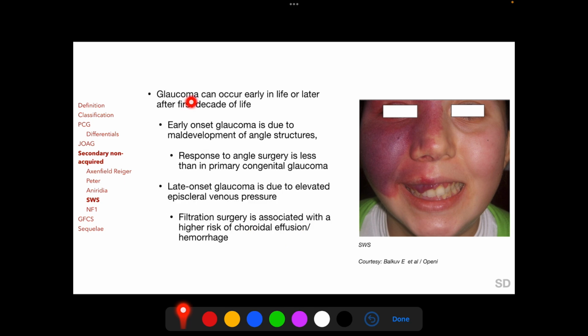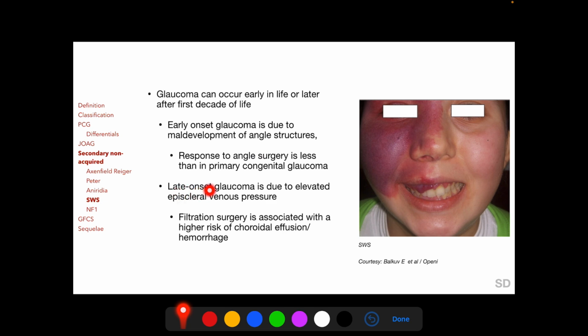Glaucoma in Sturge-Weber syndrome can occur early in life or later after the first decade of life. Early onset glaucoma in Sturge-Weber syndrome is said to occur due to maldevelopment of angle structures, but even in these patients, response to angle surgery is less than in primary congenital glaucoma.